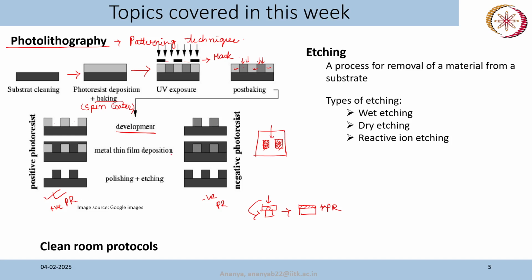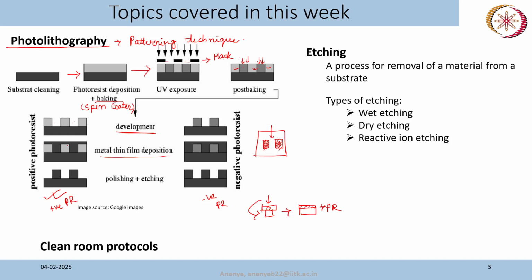Now normally, say you are using this to deposit your electrodes. What you can do is a metal deposition using some PVD or CVD technique. For metal deposition we normally use a physical vapor deposition technique.